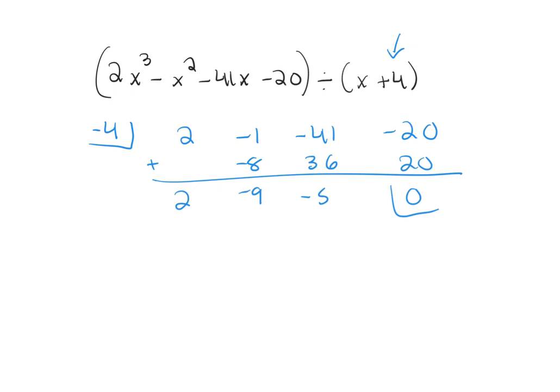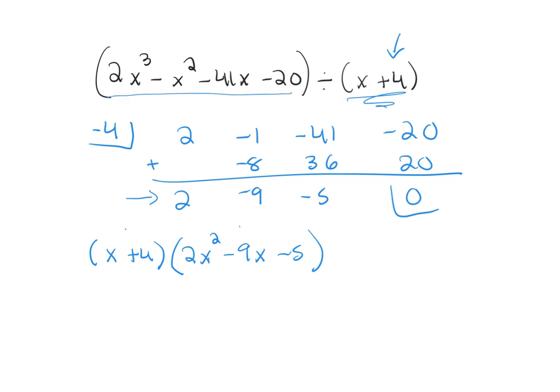So now what that means is x plus 4 from here times, let's turn this into a polynomial, that would be 2x squared minus 9x minus 5. So this times this equals that original polynomial. But now can we factor what's left over? Let's see, x plus 4, and then this will factor to 2x and x. That will be a minus 5 plus 1.